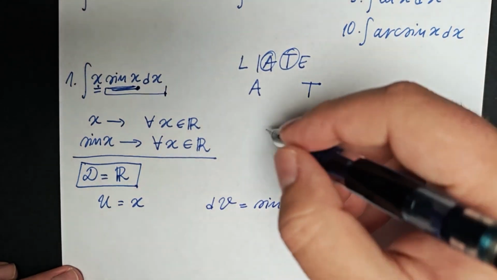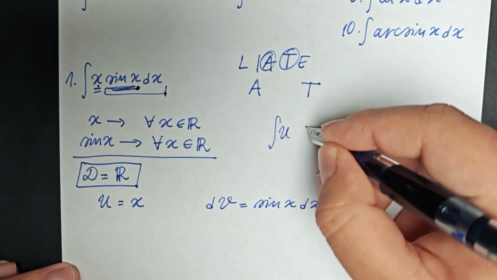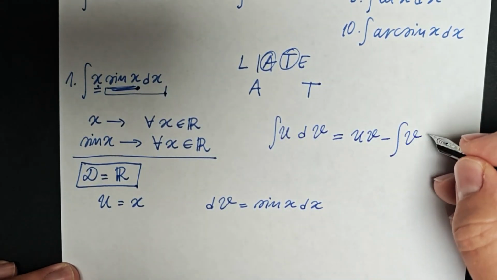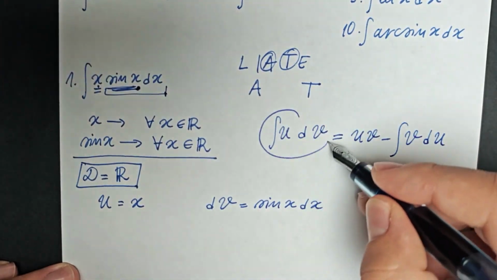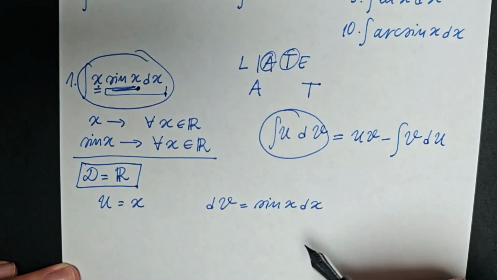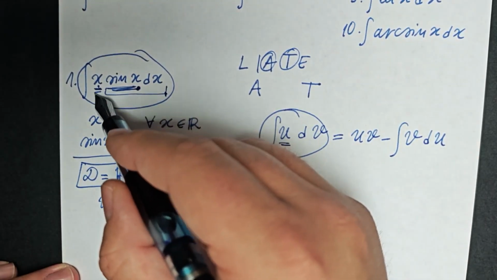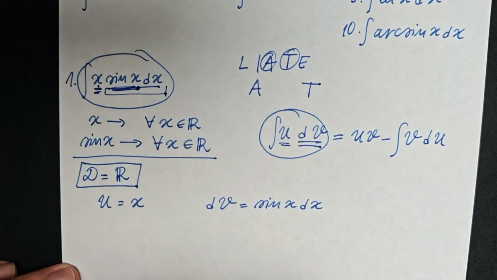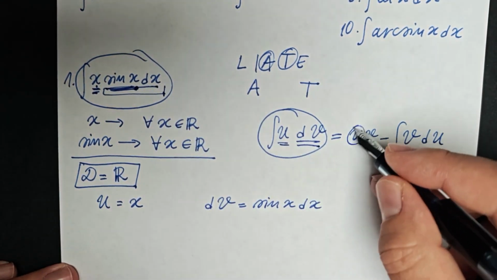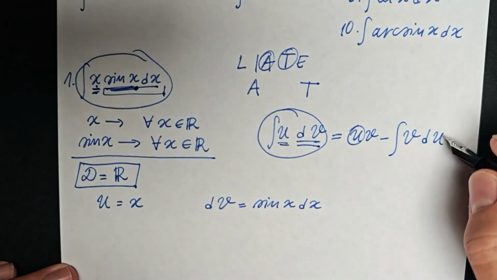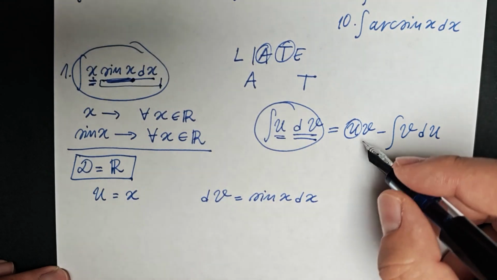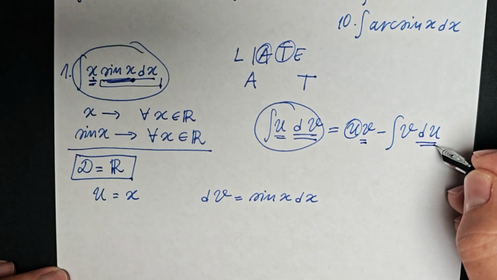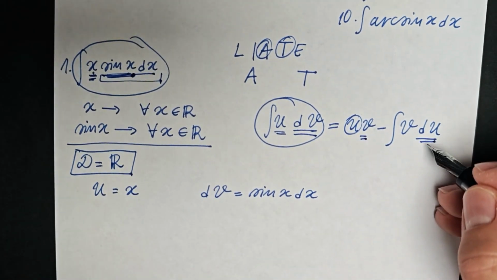Now remember our formula for integration by parts. Integral of u dv is equal to uv minus an integral of v du. U dv is this integral right here. We have picked u, x, and we have picked dv, sine of x dx. We know u, and we know dv. What we have here on the right side is v. We don't know v, and we have du. We don't know that. So we need to find those two things.